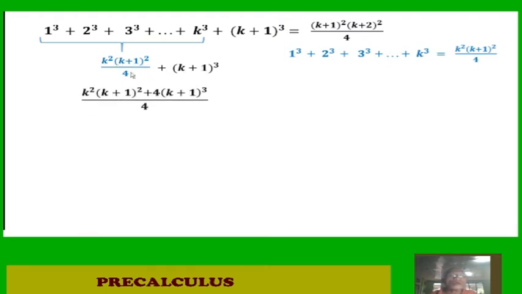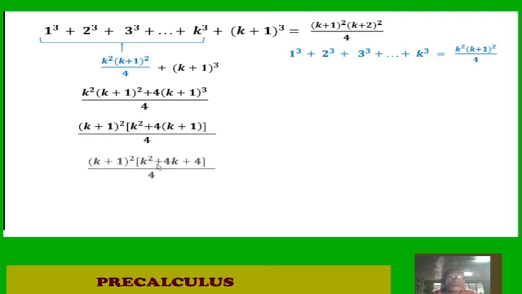Combine this into a single fraction by multiplying this quantity with 4. Then take note that k plus 1 squared is common to both terms, so we factor it out. So what is left is k squared plus 4 times k plus 1. 3 minus 2 is 1. Then distribute 4: 4k plus 4.